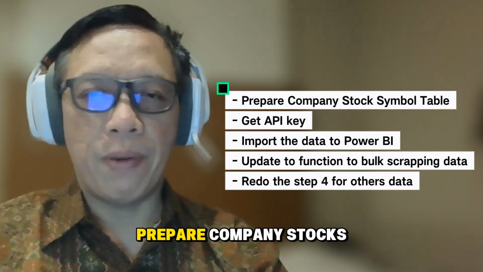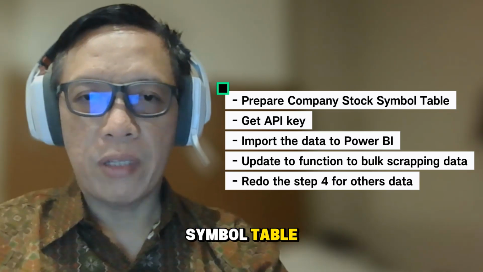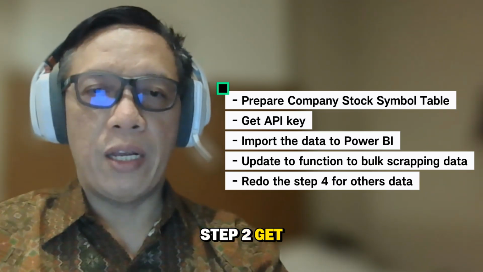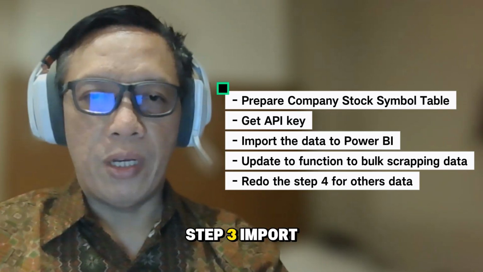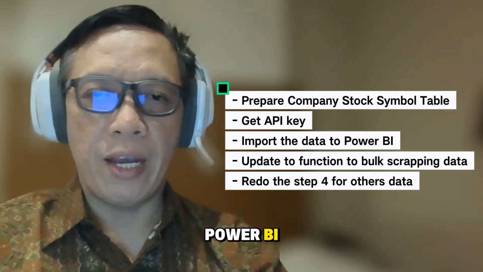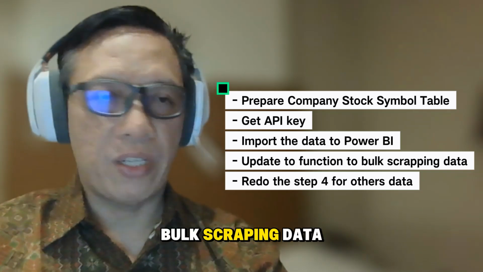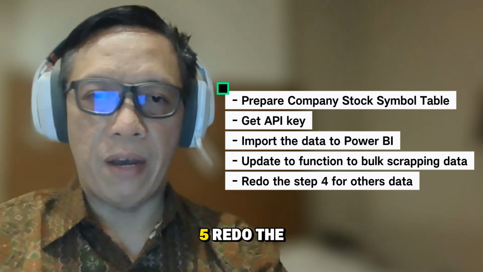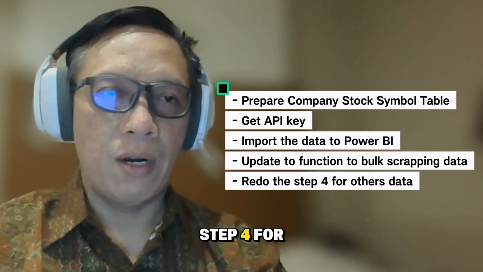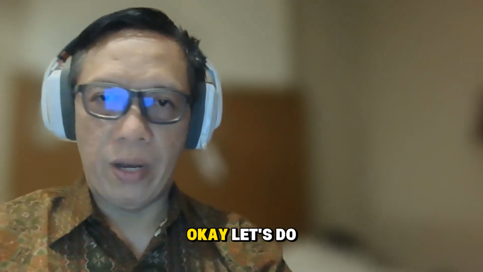Step 1 is prepare the company stock symbol table. Step 2, get the API key. Step 3, import the data to Power BI. Step 4, update it to a function to bulk scrape data. And then step 5, redo step 4 for the other data. Okay, let's do the practical one.